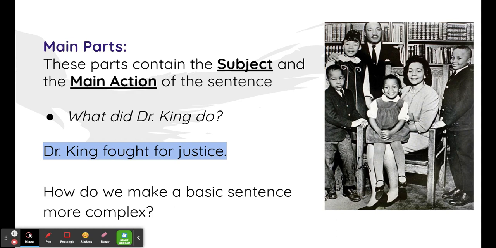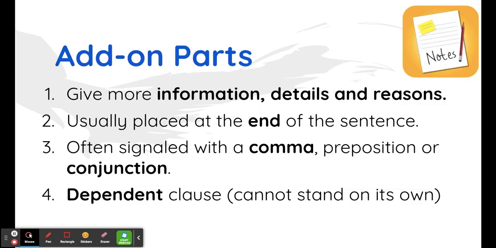Now the question is, this is a very basic sentence. How do we make a basic sentence more complex? There's a few things that we can do. The first thing that we're going to do is add something on. Now you'll want to include this in your reading guide or your guided notes. Add-on parts do a few things. It gives more information, details, and reasons.